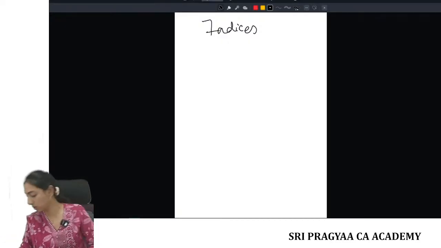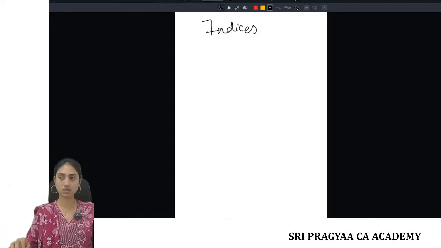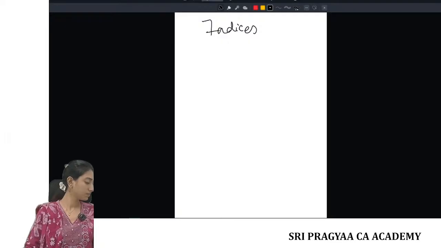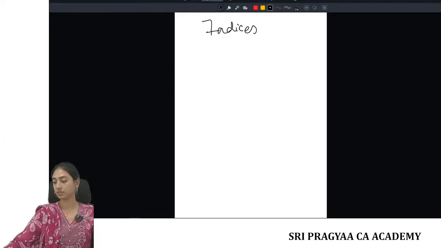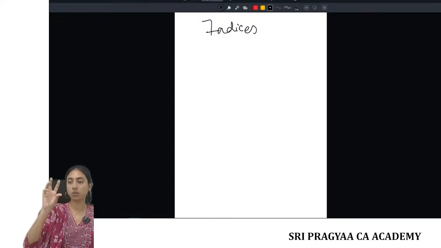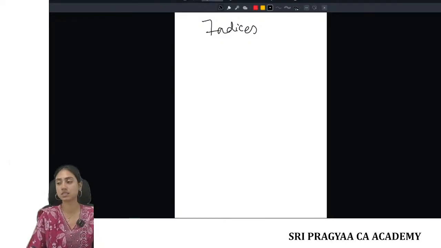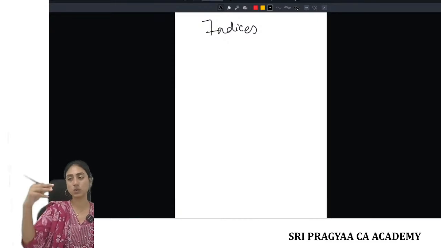So indices, what do you think indices is? Any idea? It's about, we normally use the word power earlier, so index and power. So that is indices. To go through this chapter, there are a couple of rules. Let's look into them one by one.